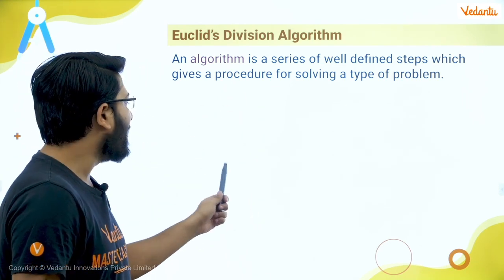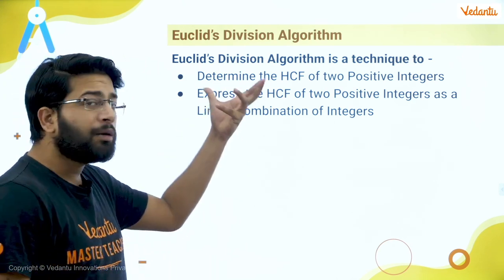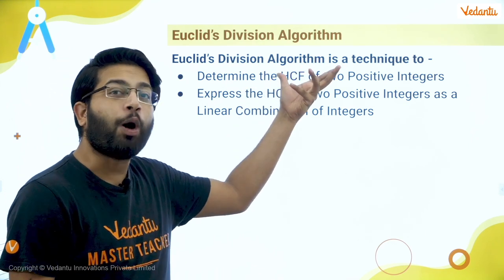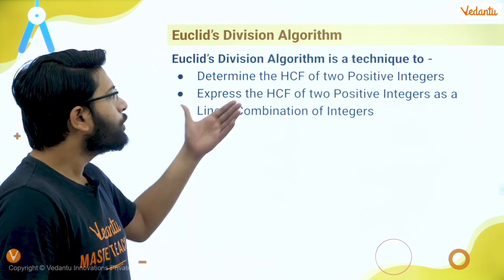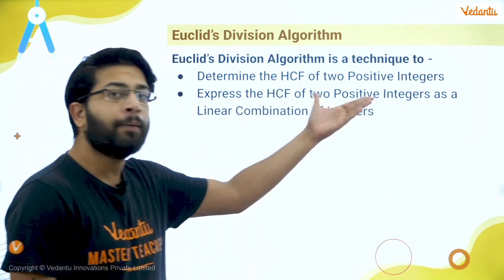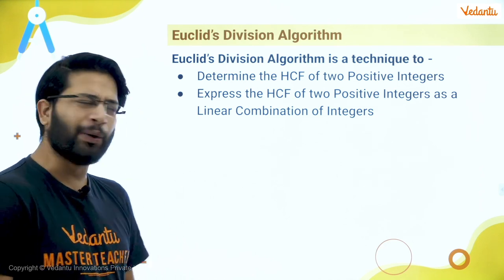That's it. Okay, so now champ, where can we use the Euclid division algorithm? Very simple. First of all, to determine the highest common factor of two numbers. And the second, to express the highest common factor of two positive numbers as a linear combination of integers. So let's see how to do it.